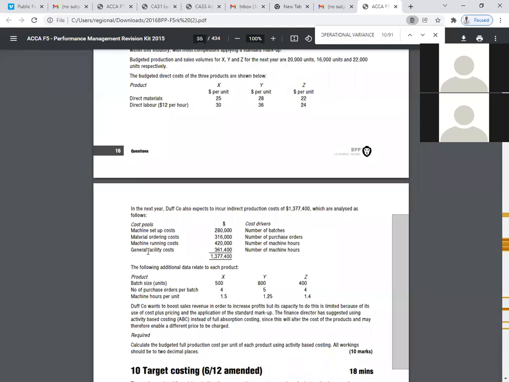So the dollars, what do we have there? We have 280. After 280, we have 316. After 316, we have 420. After 420, we have 361.4. Now, what we're going to do here is to write the cost driver beside these figures, right? And then we're going to distribute this to the products X, Y, Z.